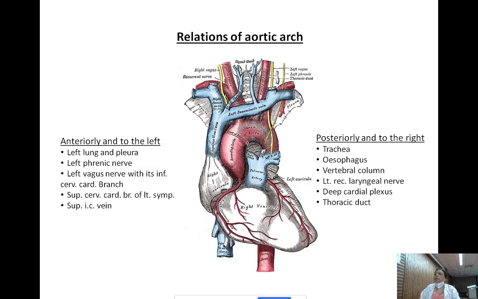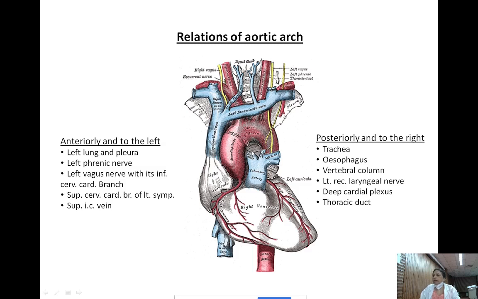So what are the superior relations? The superior relations, there are three arteries, its own branches, and they are crossed by the left brachiocephalic vein. So these are the superior relations.